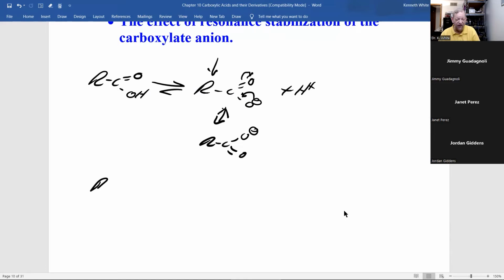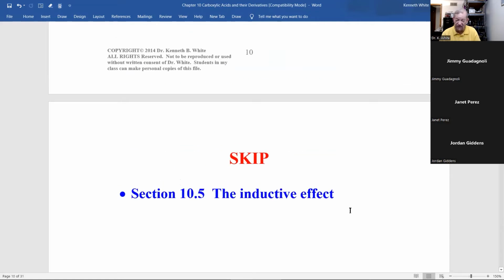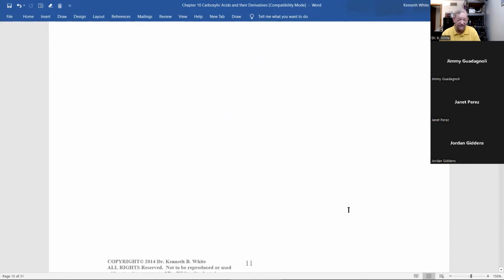Now, for an alcohol, you have no other resonance form. When you can draw resonance forms, you make it more stable. When you make something more stable, it's likely to go there, meaning it's a stronger acid. And that's why. All right, if you were reading the book, I'm skipping section 10.5.